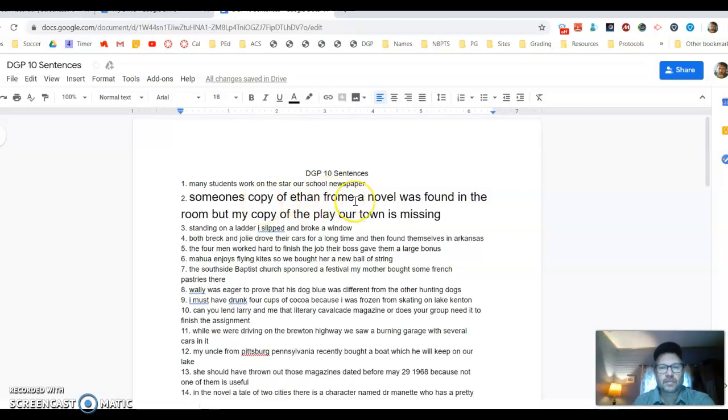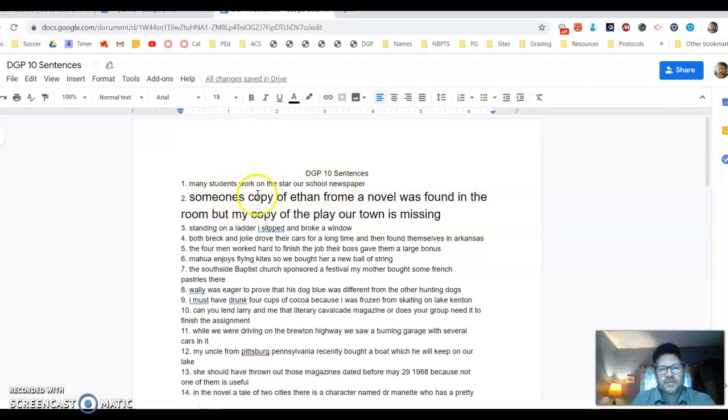Next. We're going to look for the subjects. Step 3. What was found? Well, novel's already taken. Ethan Frome was already taken. The only thing that you're left with is copy. So the copy was found. Same thing down here. What is missing? Our town is taken. Play is taken. The copy is missing. So those are your two subjects right there. Now, if you're asking about someone's, remember possessives act like adjectives.